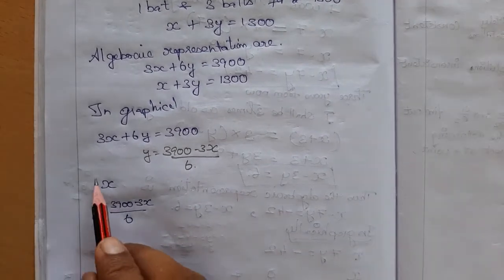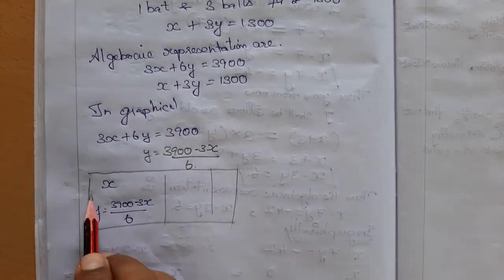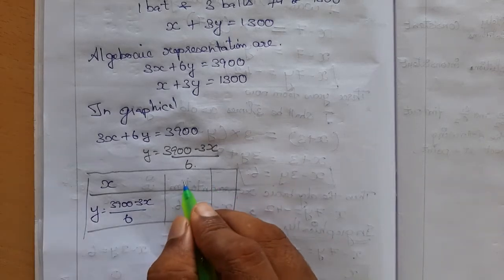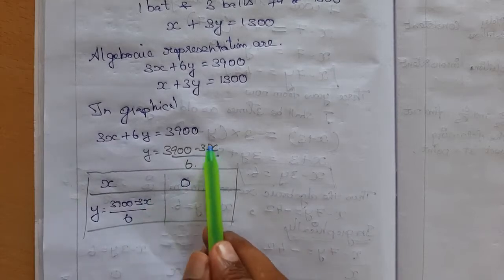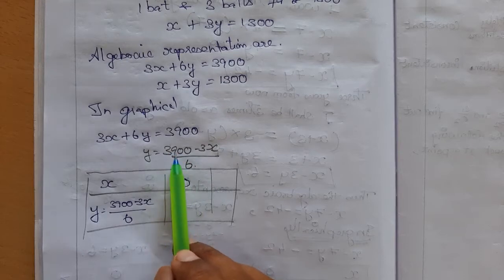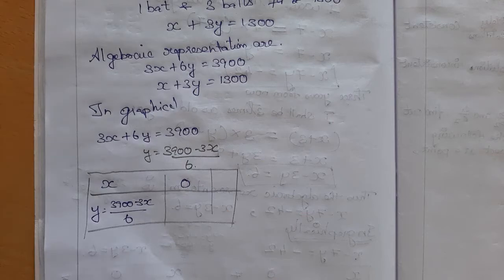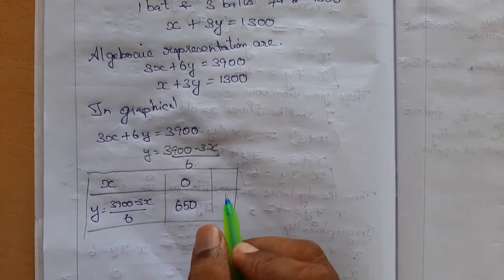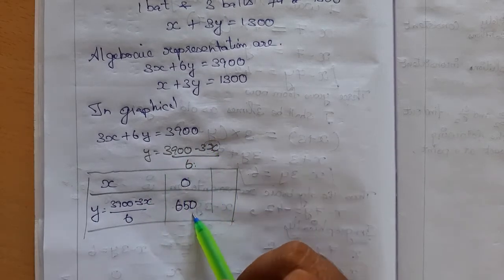So 2 points are enough to draw a line, right? You can consider any 2 points for x. Here I consider a value of 0 for x. If you take x value 0 here, the entire term becomes 0. So 3,900 by 6: 6 fives are 30, 6 sixes are 36, balance 300 is 50 times. So it will become 650. Clear? If you substitute x as 0 here, 3,900 by 6 is equal to 650.